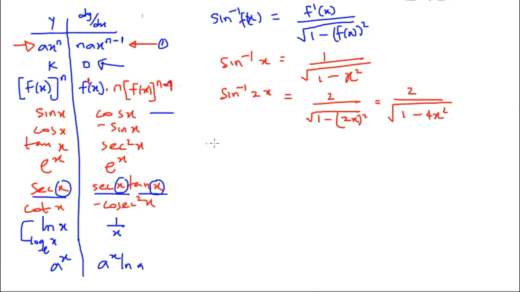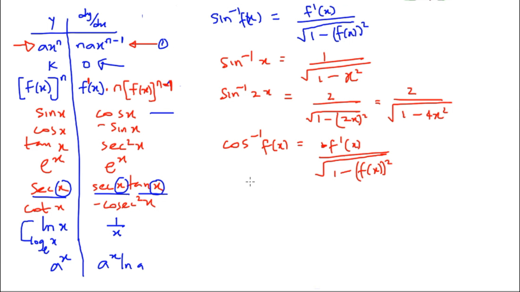So what if I had the arccos of a particular function? Arccos of a particular function will be the derivative of the function upon the square root of 1 minus the square of that function. It looks like that of the sine. The difference is that we have a negative sign.